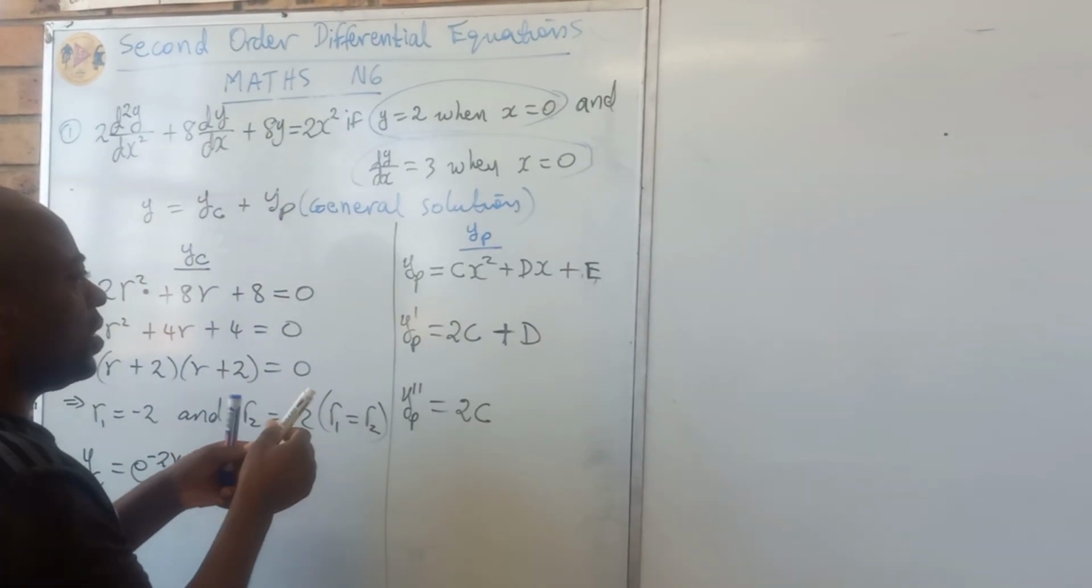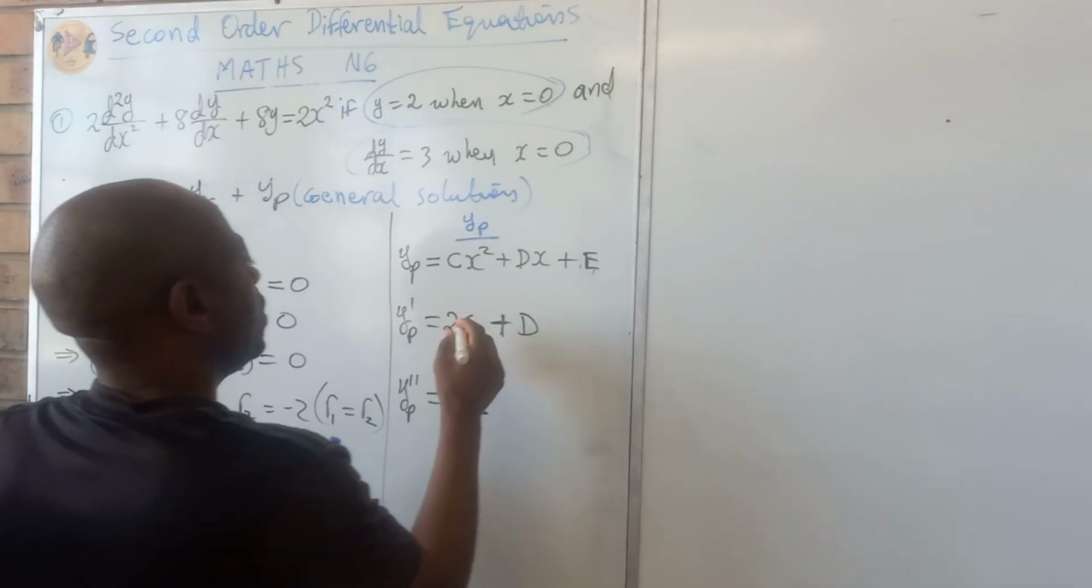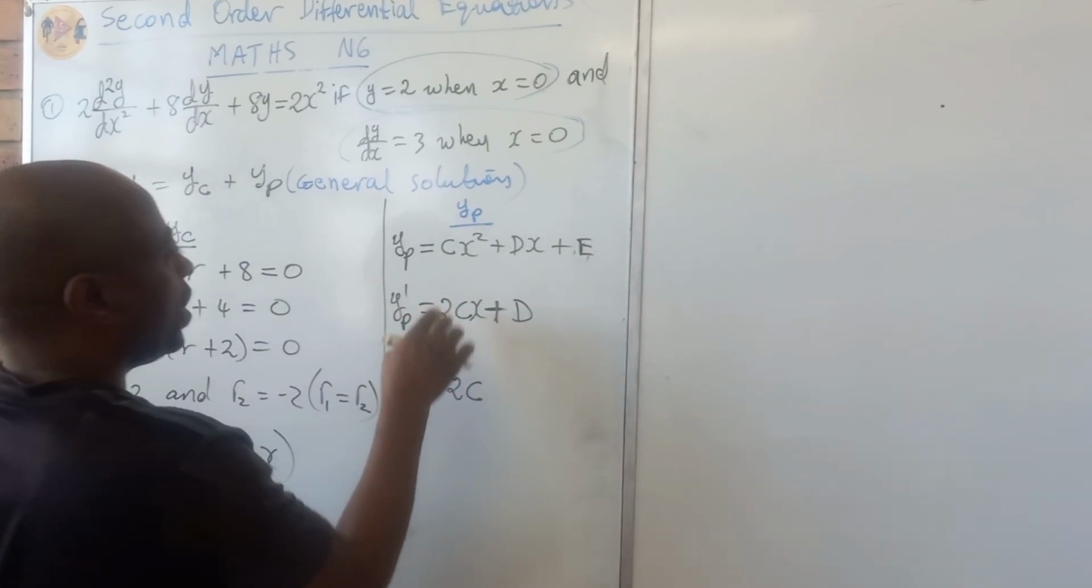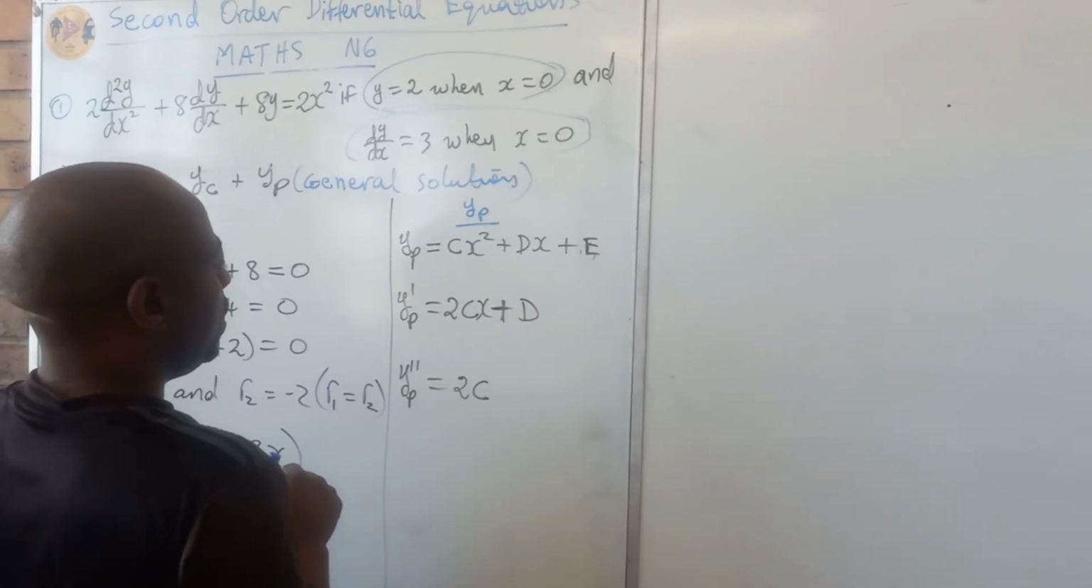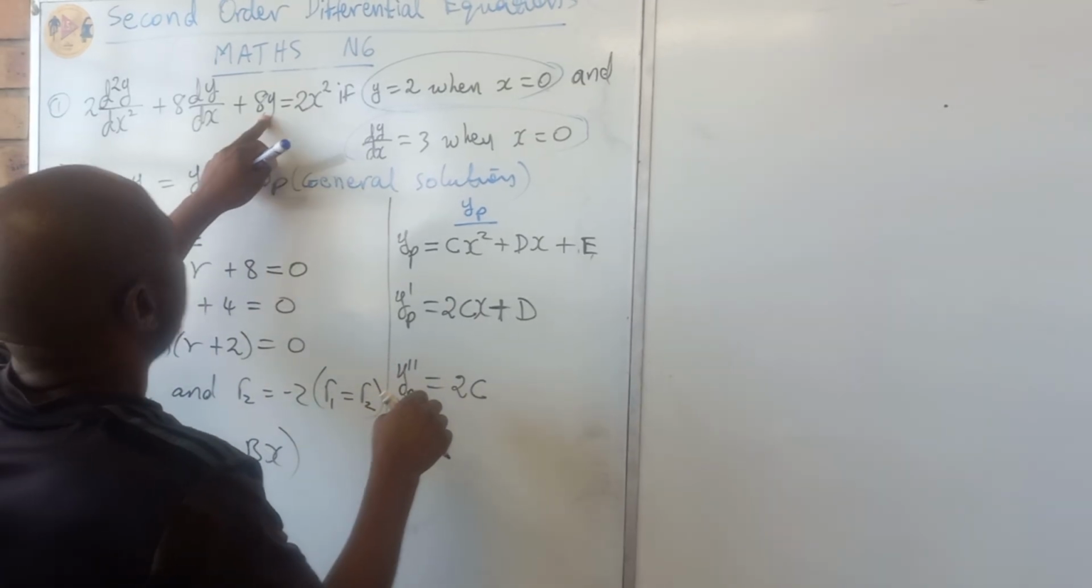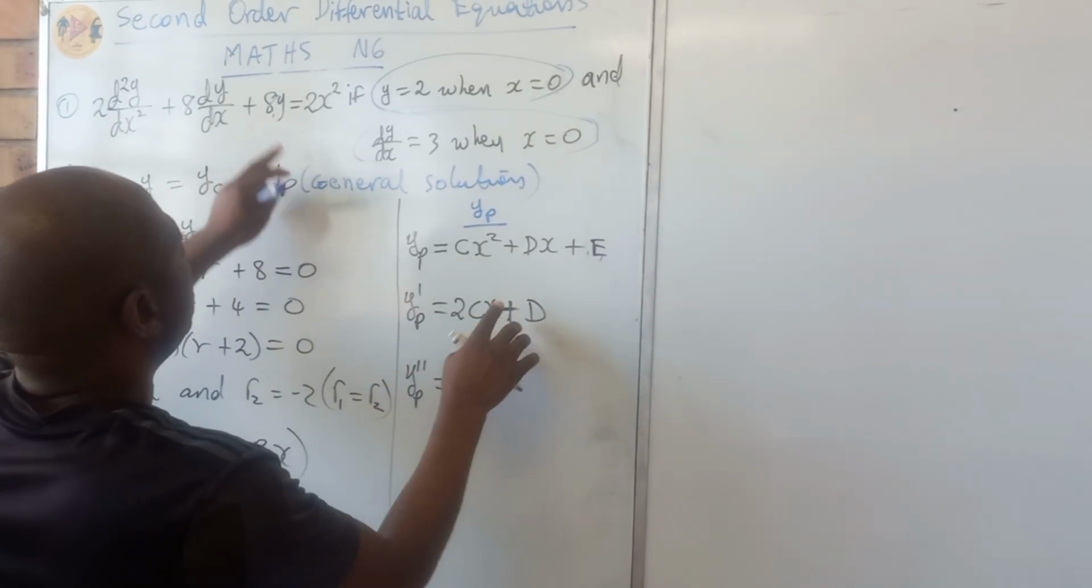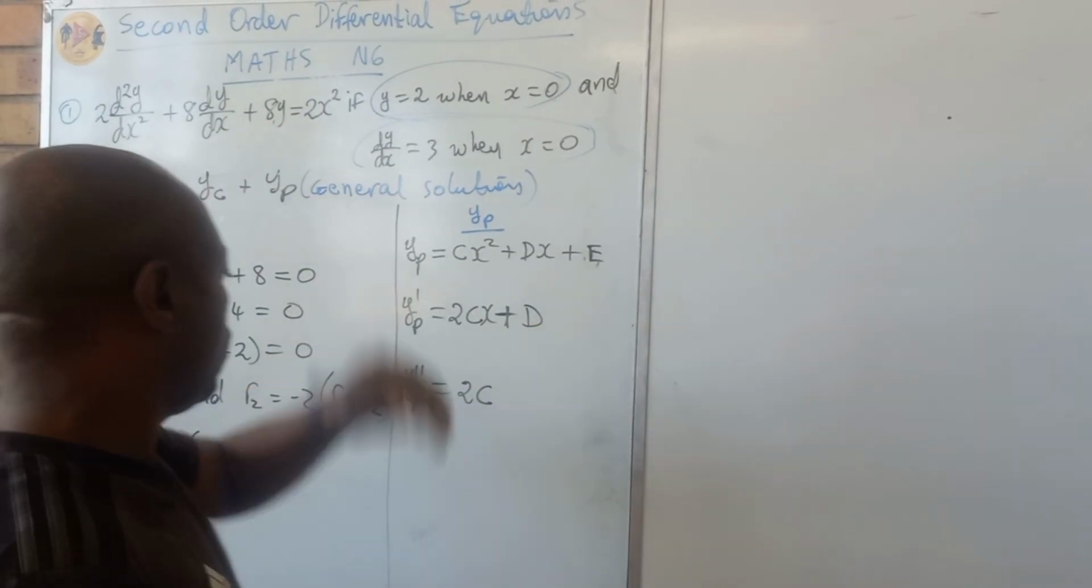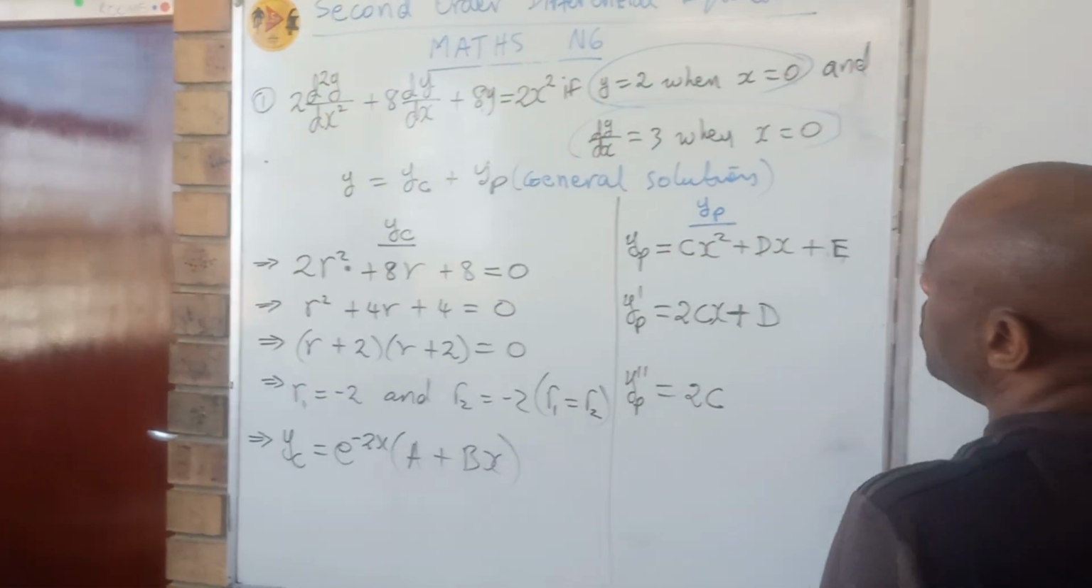Is it 2cx? Sorry for this. This one is supposed to be 2cx from the derivative plus d. Then your y we will replace by your yp, which will be equal to 2x squared. So we'll do that this side to calculate those values.